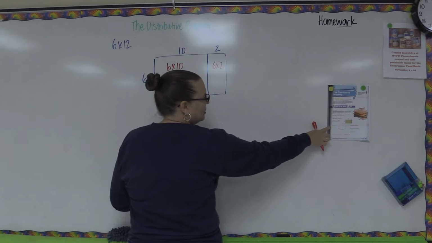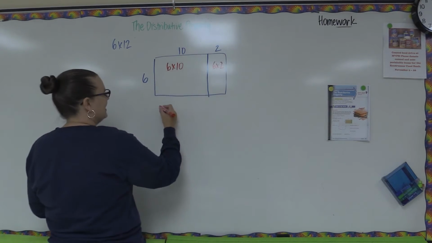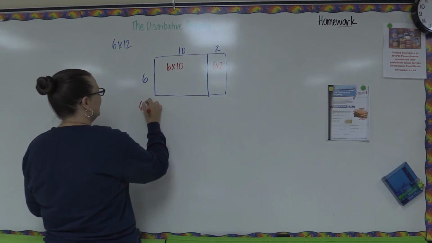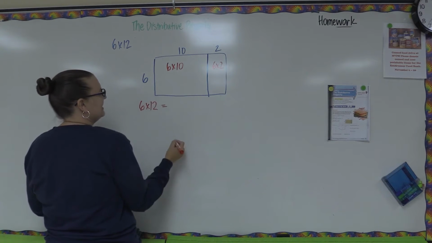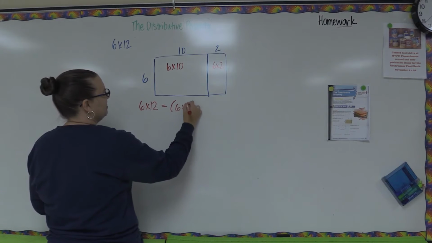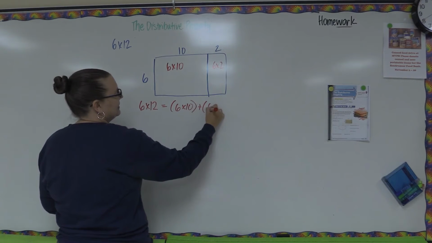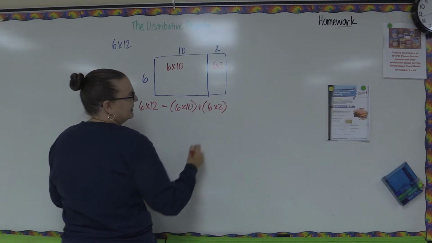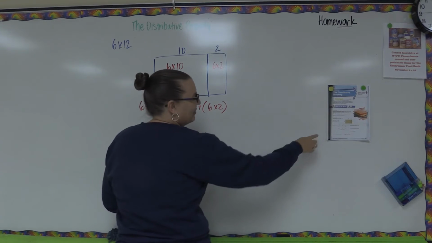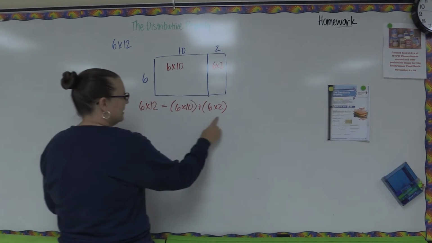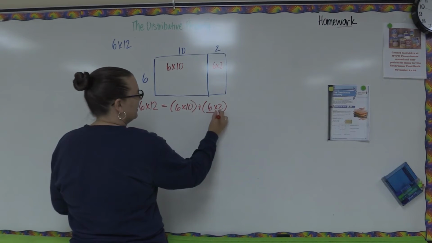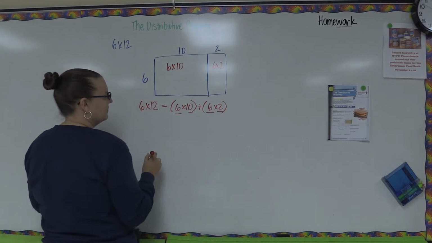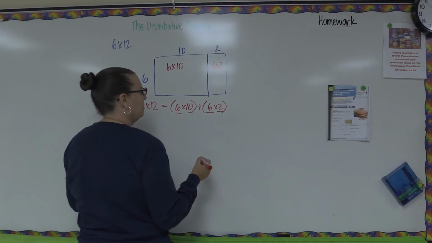What it's asking you to do underneath is to think about 6 times 12 being the same thing as 6 times 10 plus 6 times 2. Okay, so we're going to write that in the blanks underneath, and I've gone ahead and done that for you. It's these blanks right here. And we're going to go ahead and finish out this problem.